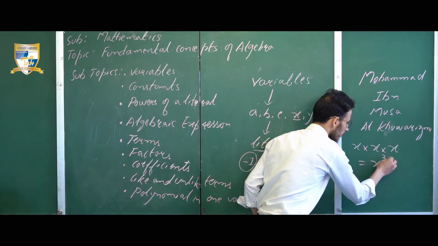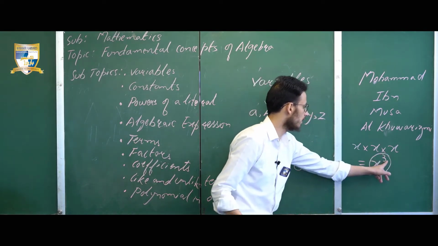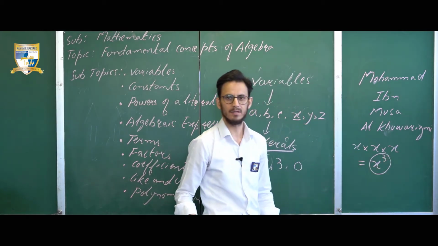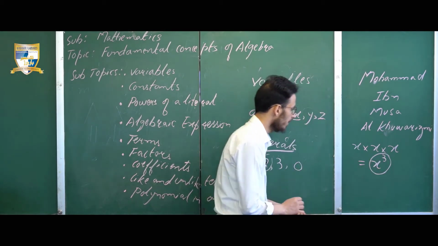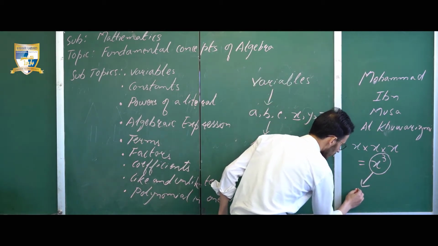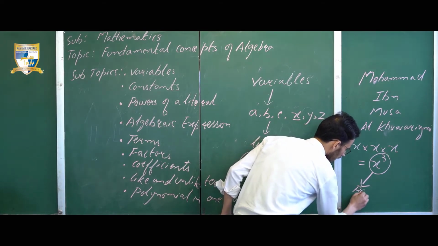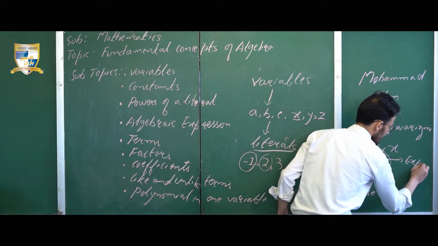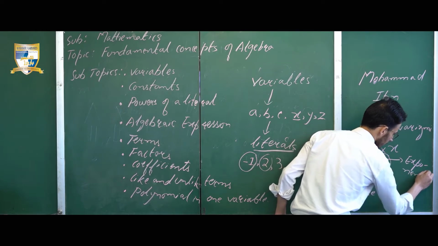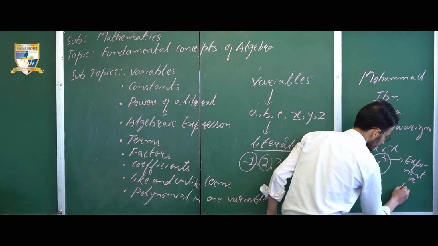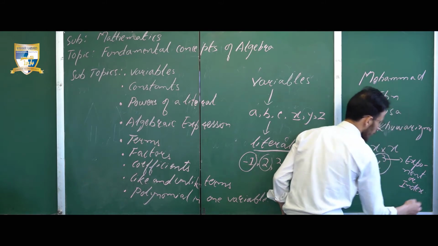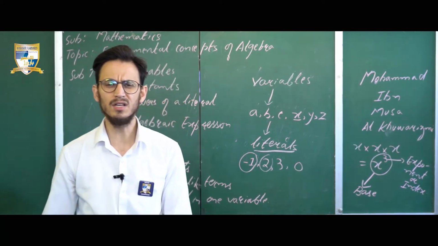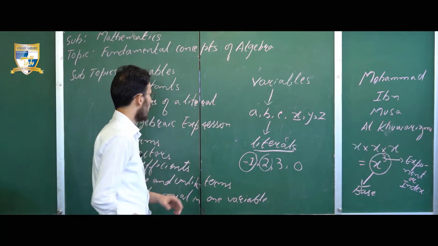So we use the exponent, which is 3. This exponent or index 3 means that x is to be multiplied 3 times, and here x is called the base. The whole form is called the exponential form. So x is called the base and 3 is called the exponent, or we can say the index. So in short, when the same variable is repeated, we can convert it into the exponential form. That is called the power of a literal.